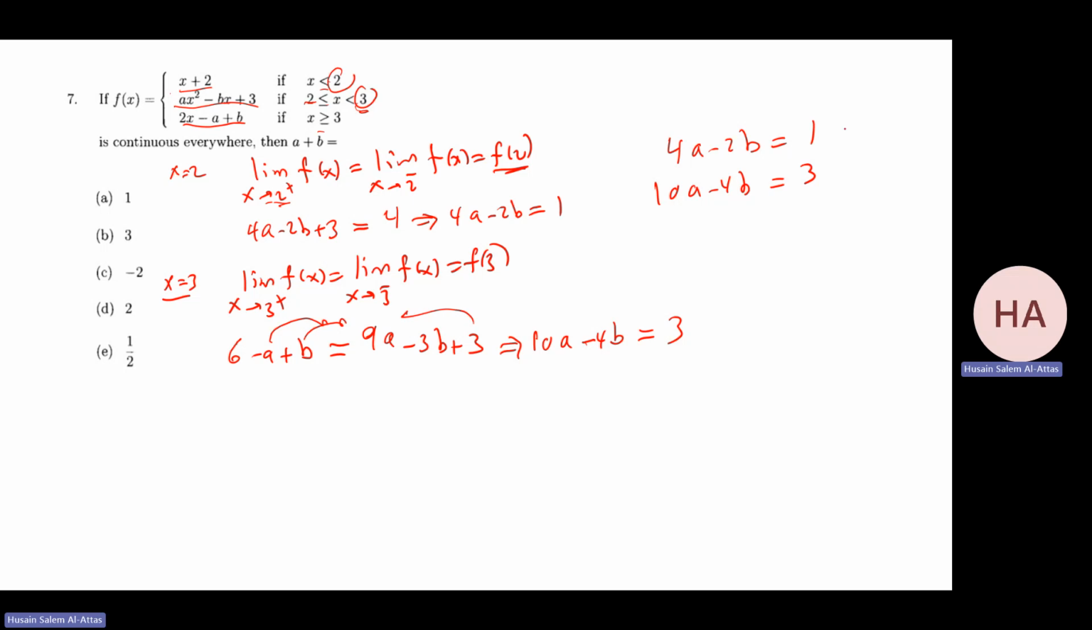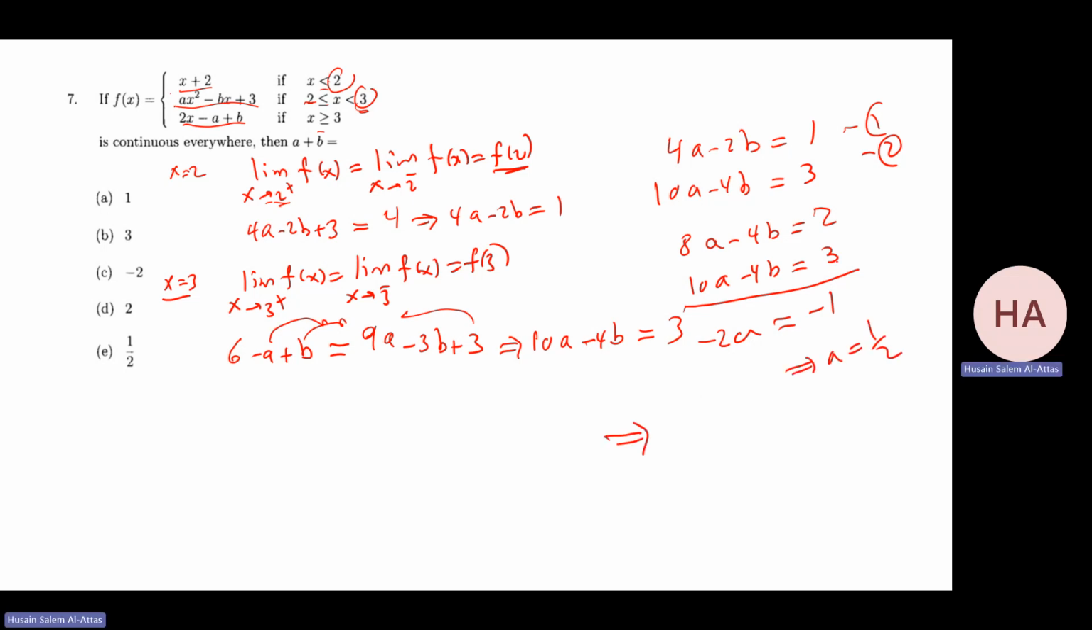This is 1, this is 2. Multiply 1 by 2. So I have 8a minus 4b equals 2, since I multiply everything by 2, and 10a minus 4b equals 3. Now subtract: 8 minus 10 is minus 2a, b cancelled. 2 minus 3 is minus 1. So a equals half.